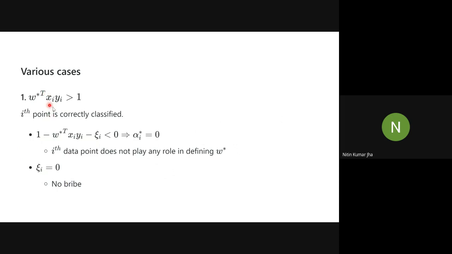So any point which is correctly classified by w star, or just think of those points as away from the supporting hyperplane, positive points away from the right plane and negative points away from the left supporting plane, they are not paying any bribe and they don't play any role in defining w star. So those points are correctly classified and they are not outliers.